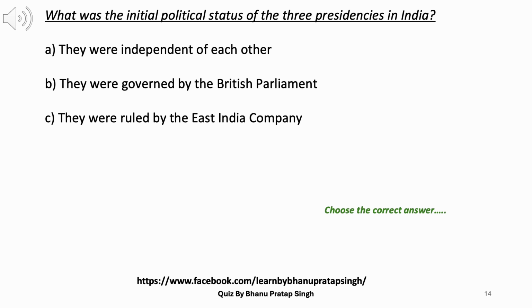14. What was the initial political status of the three presidencies in India? A. They were independent of each other. B. They were governed by the British Parliament. C. They were ruled by the East India Company. Answer: A. They were independent of each other.